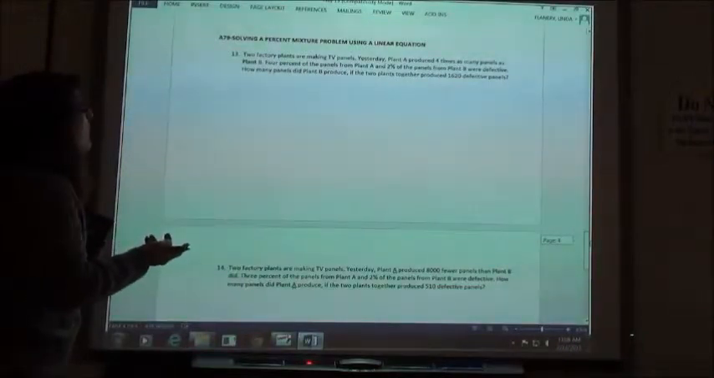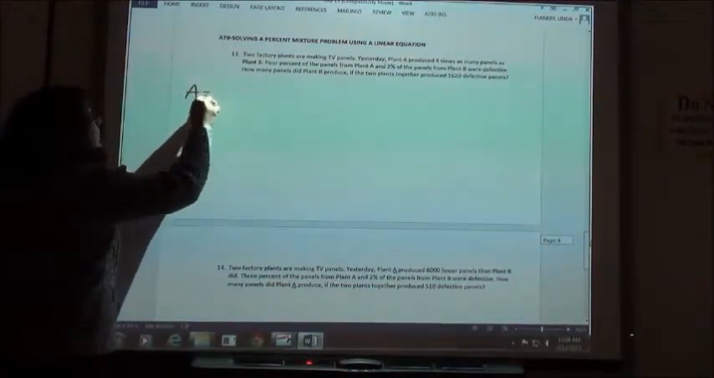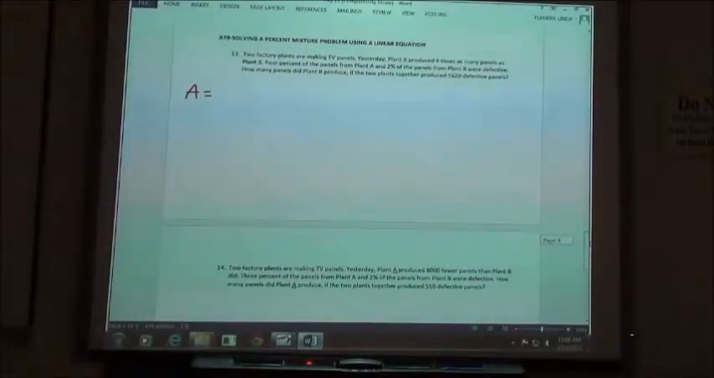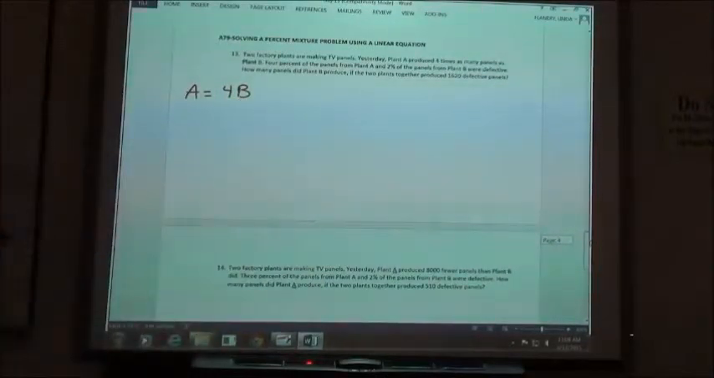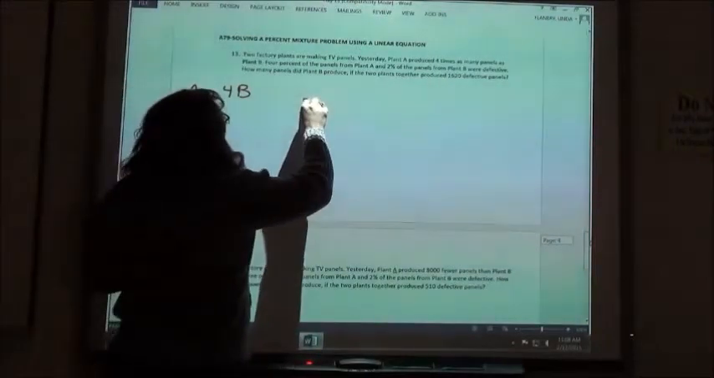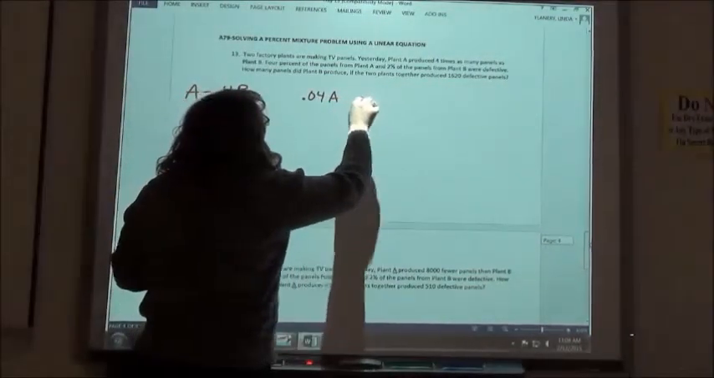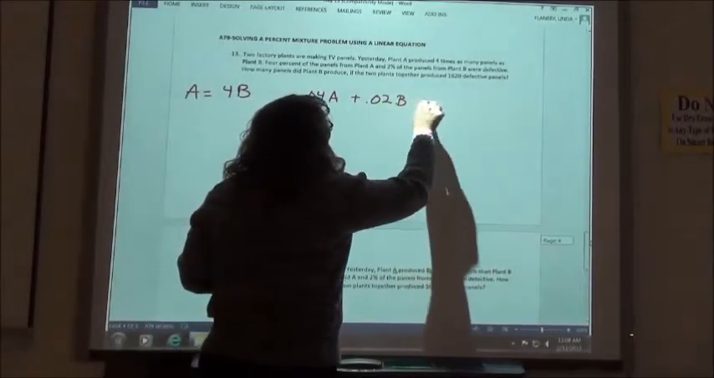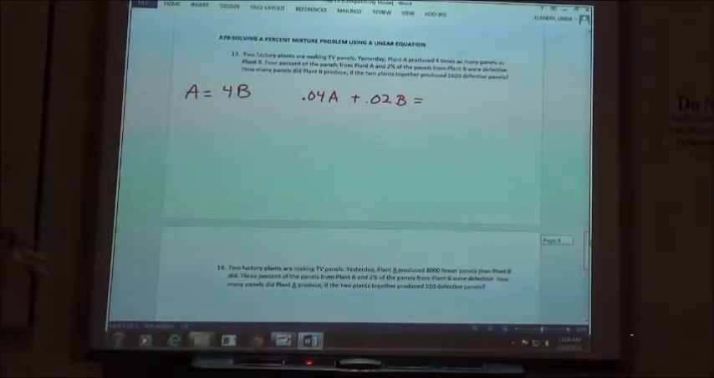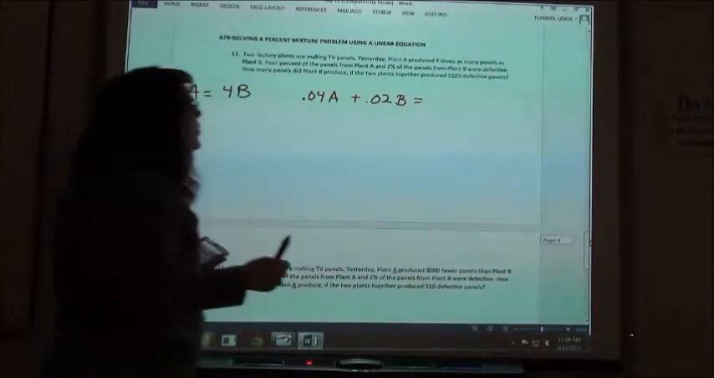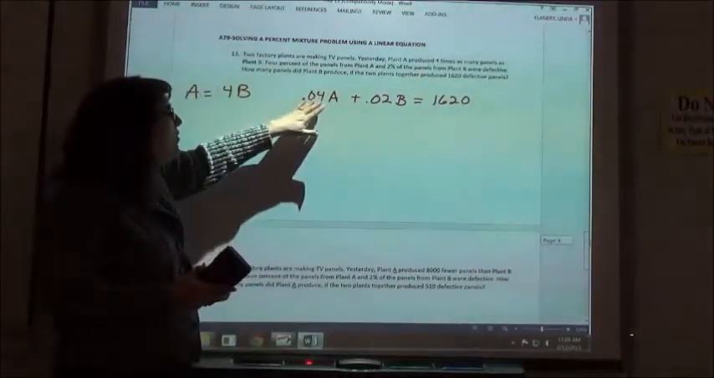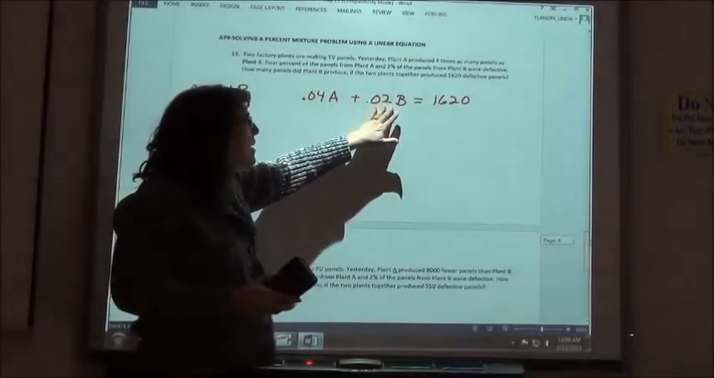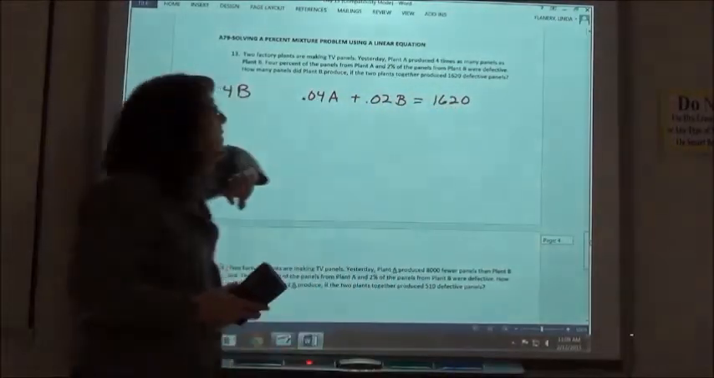So, it starts off and says plant A produced 4 times as many as plant B. 4 times B. Those would be the number of panels. 4% of the panels from plant A, so 4% of A and 2% of B were defective. How many panels did plant B produce if the 2 plants together produced 1,620 defective panels? So 4% from A were defective, 2% from B were defective. That was the total of the defective panels.